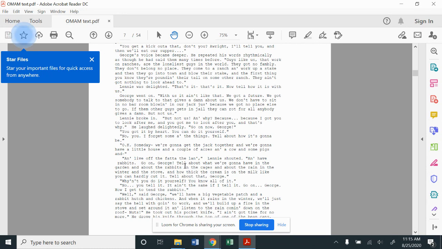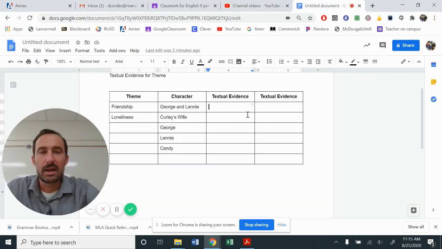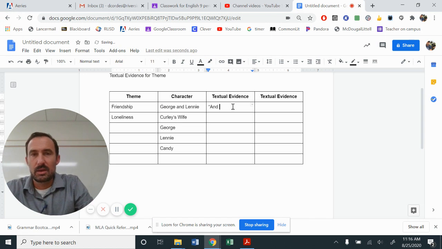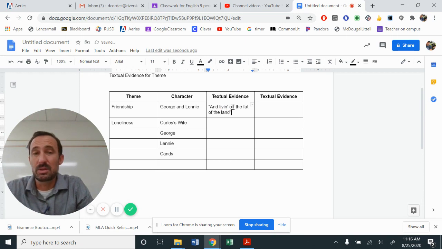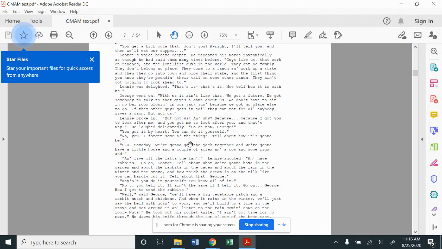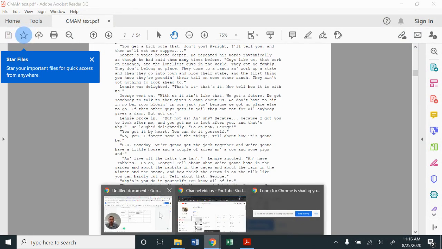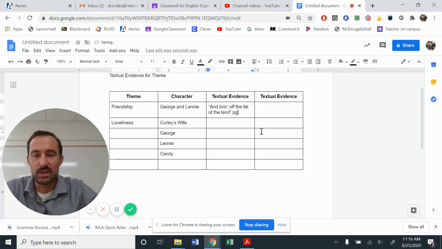That encompasses their dreams. I'm going to write that down over here. And living off the fat of the land, which really just means that they get to own their own land. That was perfect timing. Right now I'm on page 7, so I'm going to mark down that this is page 7, just so I have a reference point.